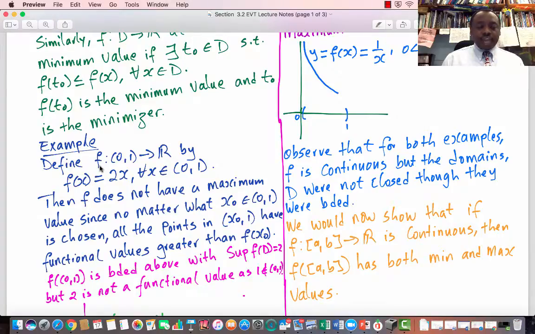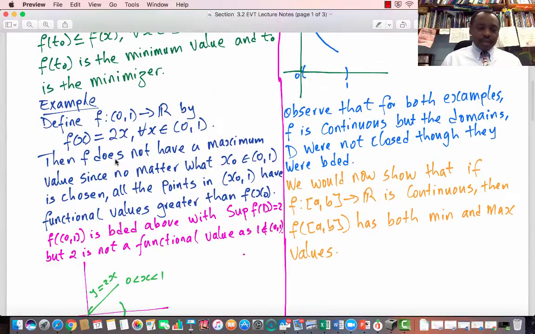Define the function f from the open interval (0, 1) to R by f of x equals 2x. Then f is a continuous function on this interval. Polynomial functions are continuous on R, so in particular, f of x would be continuous on the interval (0, 1). Would it attain a maximum and or a minimum value on (0, 1)? Well, let's look at it.